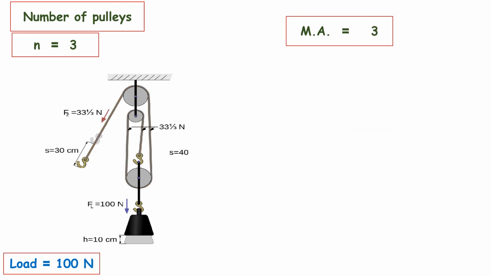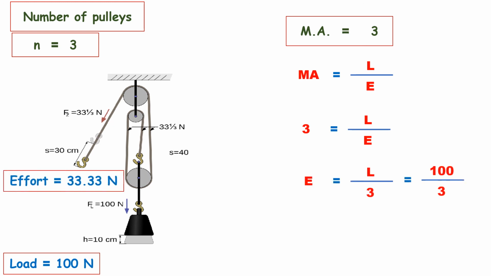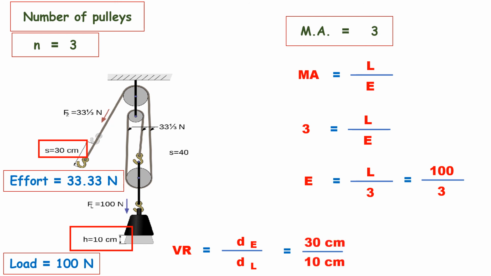Okay. Now if the number of pulleys is 3, mechanical advantage is 3. So load to effort ratio is 3. That means effort is load by 3. So if load is 100 Newton, the effort will be equal to 100 upon 3, that is equal to 33.33. Now velocity ratio is dE upon dL. Now suppose the load moves 10 centimeters, for that effort has to move 30 centimeters. So the velocity ratio will be equal to 3.